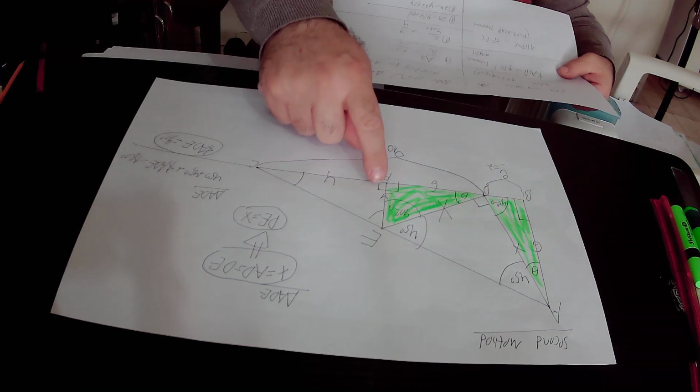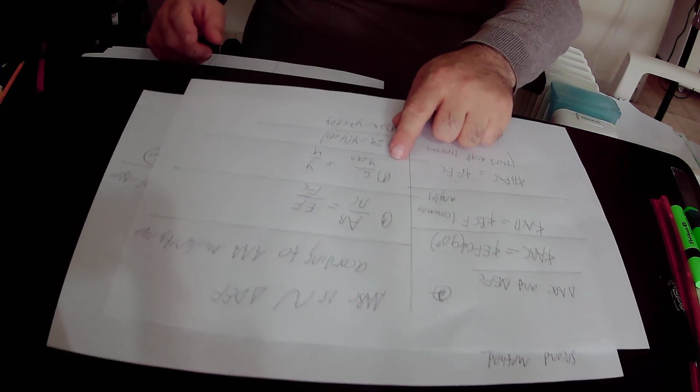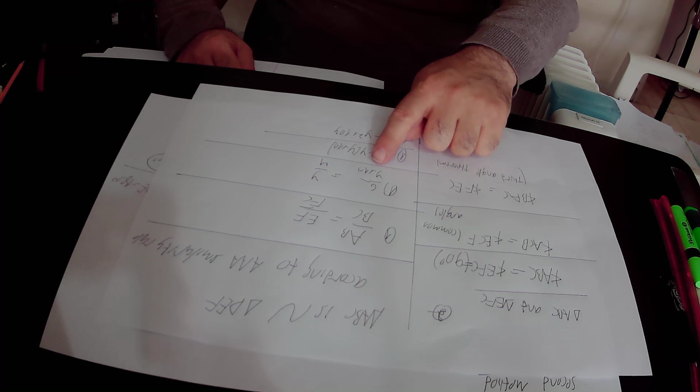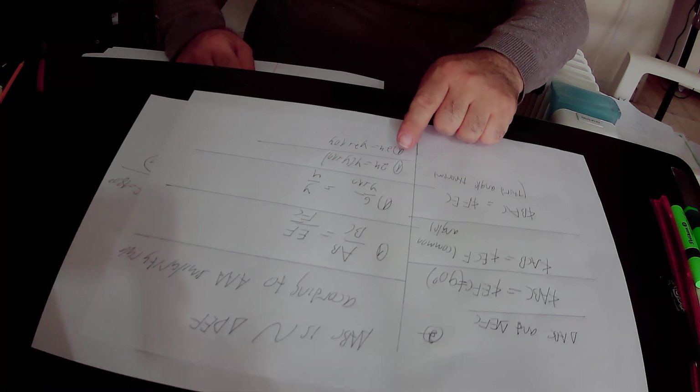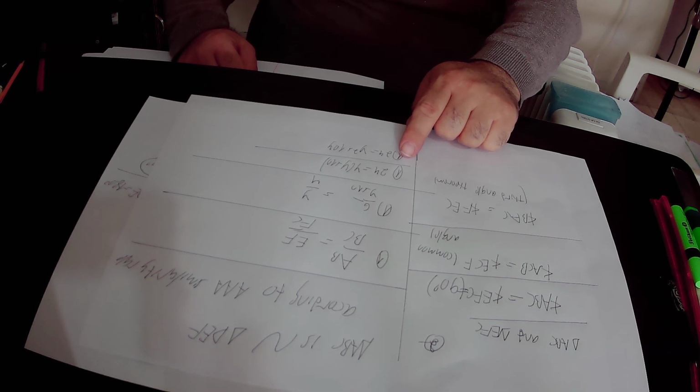EF equals Y, and FC equals 4. So in conclusion, we found that 6 over Y plus 10 equals Y over 4. Multiplying across in equation number 1, we found that 6 times 4 is 24, and it is equal to Y times Y plus 10.